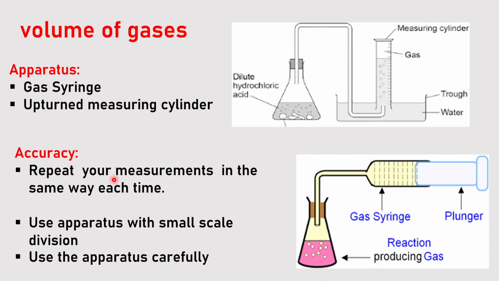Now at the end I will say that accurate measurements are very close to the true value or actual value. So if you want to get an accurate result for your experiment, repeat your measurement in the same way each time. Use apparatus with a small scale division and use the apparatus carefully.